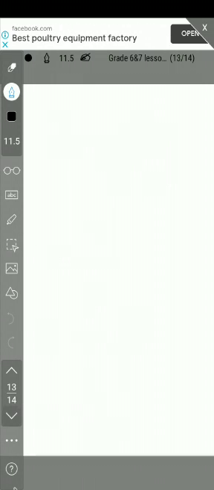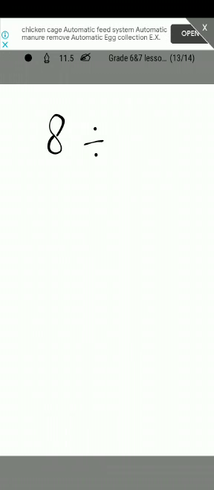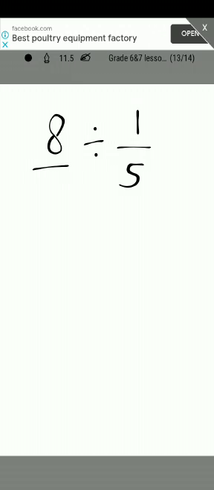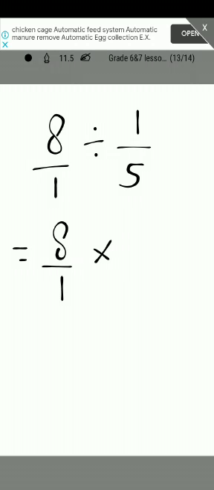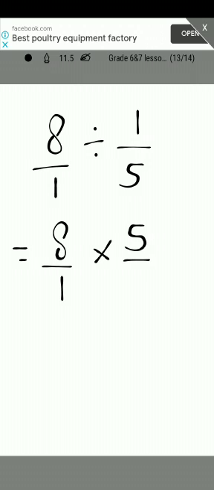Alright, now we are going to understand how we divide fractions. You can divide a whole number by a fraction also. So we have an example here, 8 divided by 1 upon 5. Here you have a whole number, so write the whole number as a fraction, 8 upon 1. Change the sign of division to multiplication and take the multiplicative inverse, or the reciprocal, of 1 upon 5, which is going to be 5 upon 1.